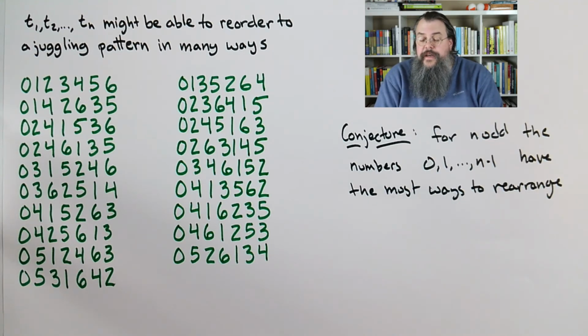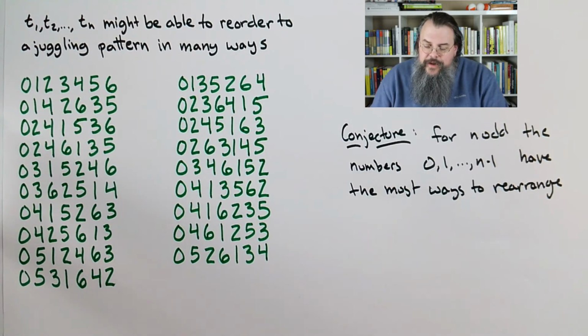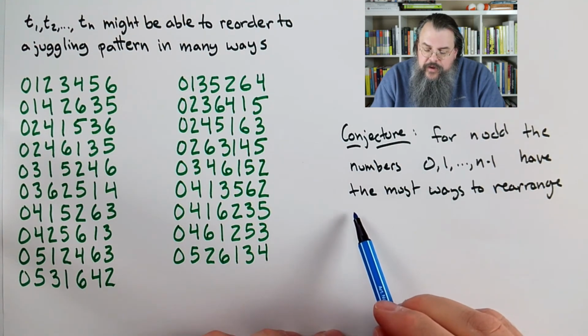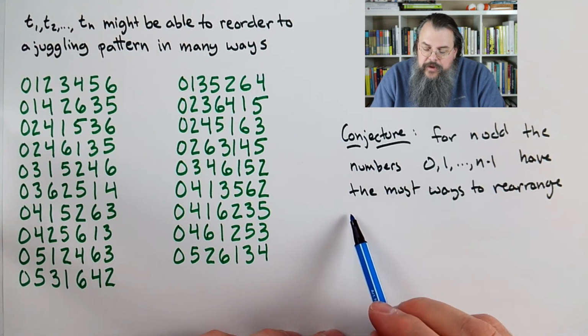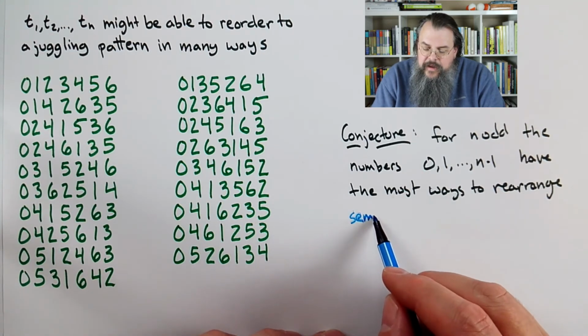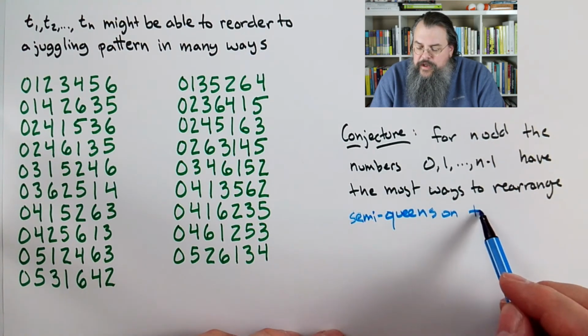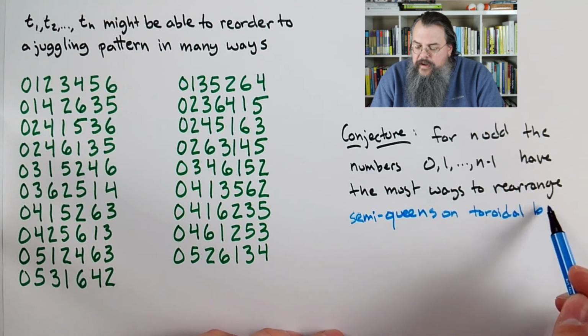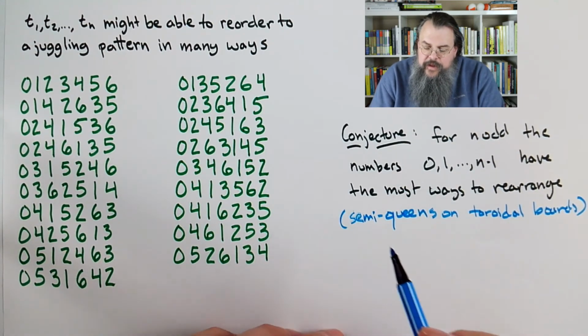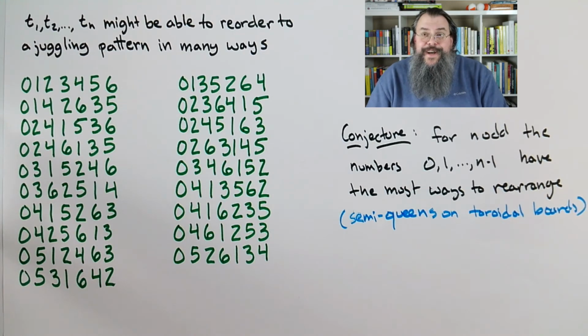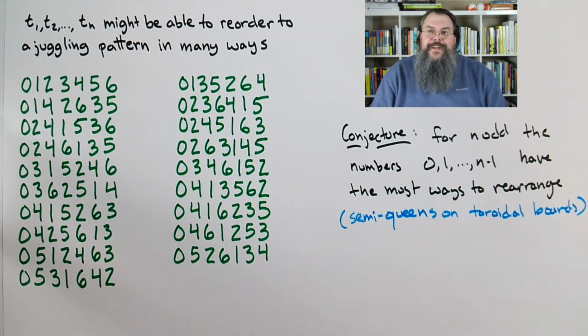And it turns out that these numbers are related to something else. And what are they related to? Well, they're related to what's called semi-queens on toroidal boards. Now, at this point, you're probably thinking, you're making some of these words up, right? What's a toroidal thing? What's a semi-queen? So here's sort of the story.